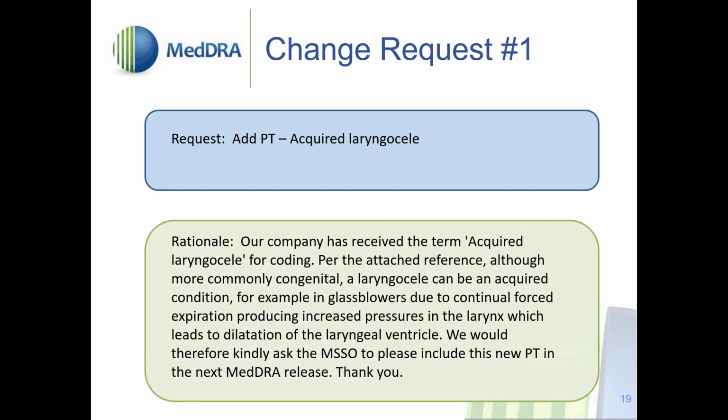The request was to add a preferred term of acquired laryngocele. And the rationale we received was that the company had received the term acquired laryngocele for coding, and they gave us a reference, and they pointed out that although more commonly congenital, it can be acquired, and the example is with glass blowers due to continual forced expiration, which produces increased pressure in the larynx, leading to a dilatation of the laryngeal ventricle. So this was the good rationale there for the request.